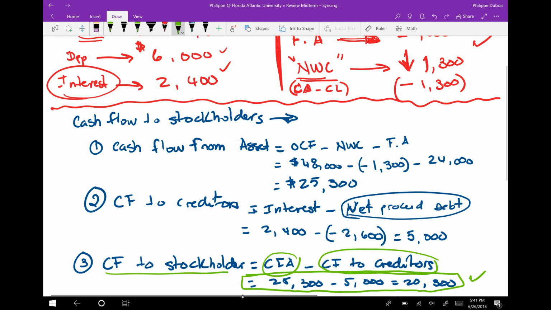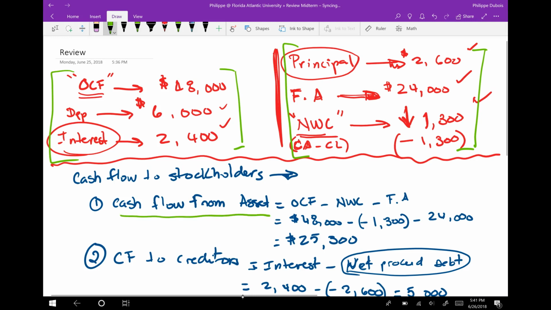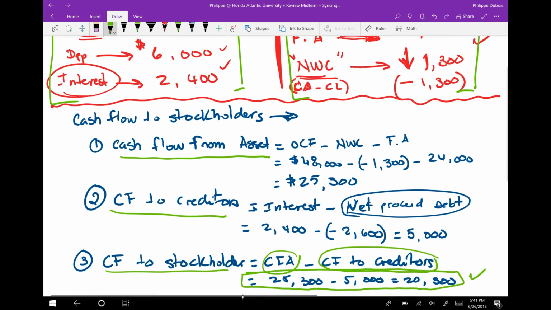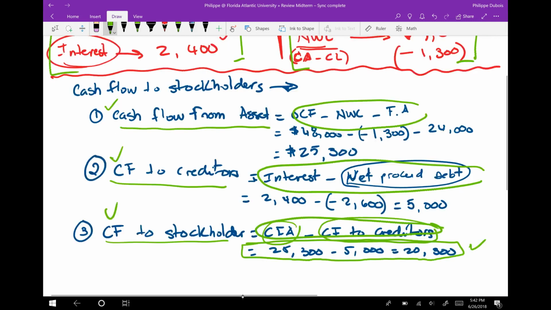This is one of the problems where I will give you all the information found on the income statement. I'll give you all the information found on your balance sheet, and then based on the information given, you'll be able to compute whether I'm asking for the cash flow from asset, or the cash flow to creditors, or the cash flow to stockholders. Depending on the information given, you'll be able to follow these formulas in order to compute the information that I ask you for. This is problem number 1. Very straightforward problem, very easy to understand.